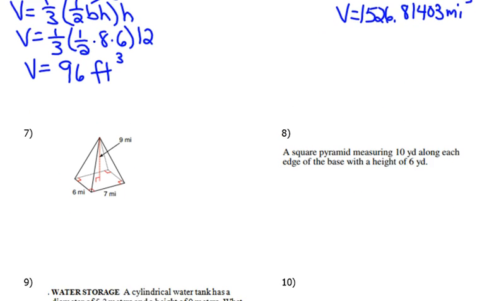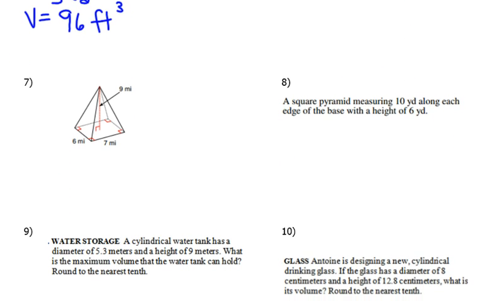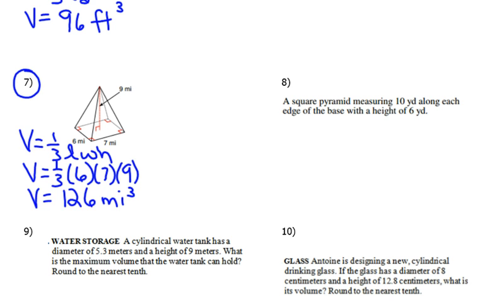All right, so I'm going to ask that you guys try number 7 on your own, and then we'll check it, and we'll save 8, 9, and 10, the word problems. We'll do those together in class at the beginning. Okay, so stop it, try number 7, and then I will put my work up and you can come and check it. Okay, so you should have gotten 126 miles cubed. This was a rectangle, so I did 1/3, 6 times 7 times 9, and again got 126 miles cubed.